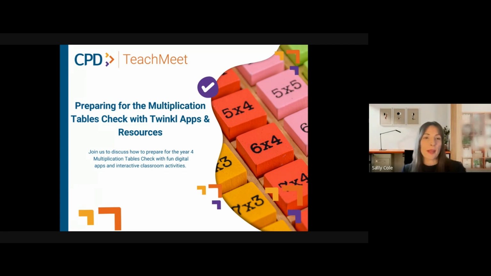This is the Preparing for the Multiplication Tables check with Twinkl's apps and resources. We've got a few things to show you today, including our exciting new app. So I'm very excited to share that with you.